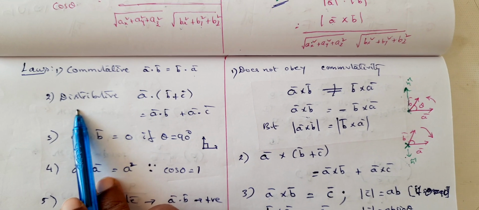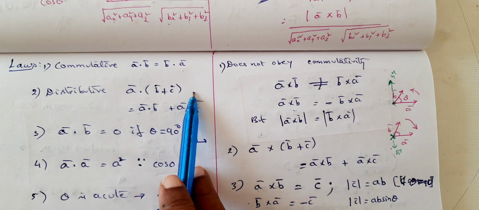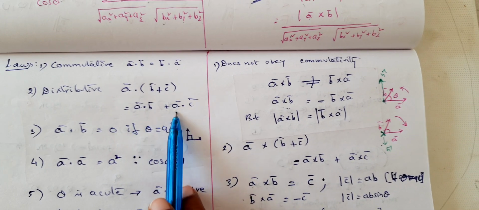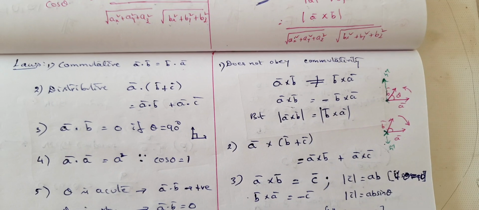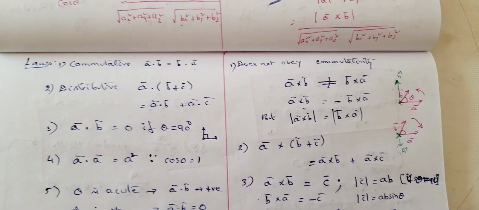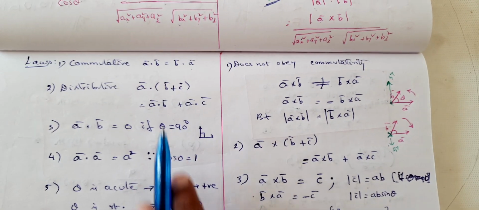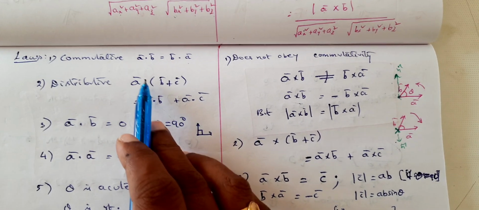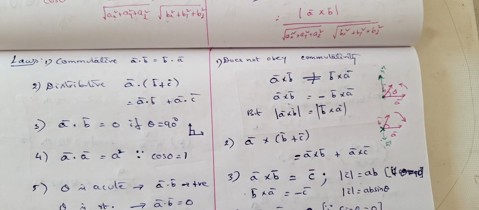And when it comes to distributive property, both, of course: A bar dot B bar plus C bar is A bar dot B bar plus A bar dot C bar. A bar cross B bar plus C bar is A bar cross B bar plus A bar cross C bar. See, you may ask me, suppose if it is 5 plus some x, how can we do, ma'am? Yes, there is no need of dot or cross here because you are multiplying just a scalar with a vector.